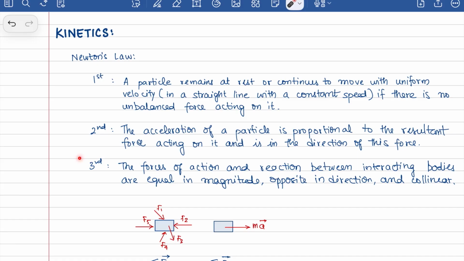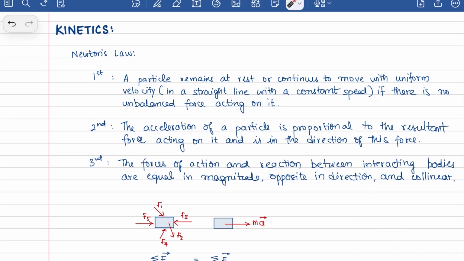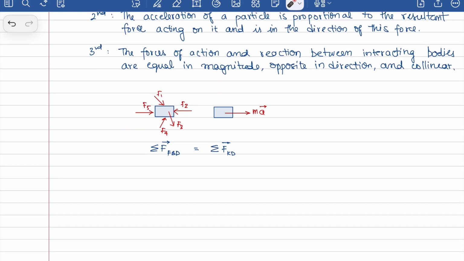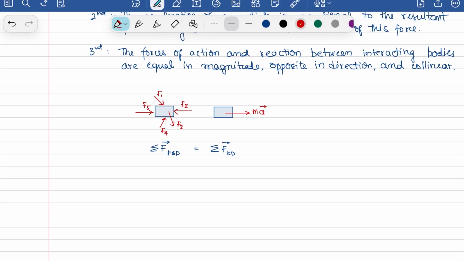Okay. And the third law says that the forces of action and reaction between interacting bodies are equal and opposite in magnitude. So if you have two bodies interacting in some way where this body is applying a force F on this body, then the other body is going to have an equal and opposite force generated that is going to act on this body. Okay. In kinetics, we're focusing on this. You're familiar with this, so let's get started.